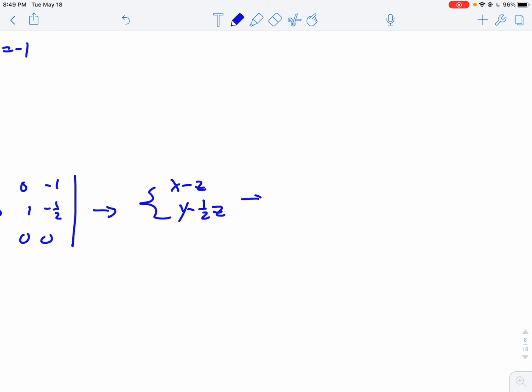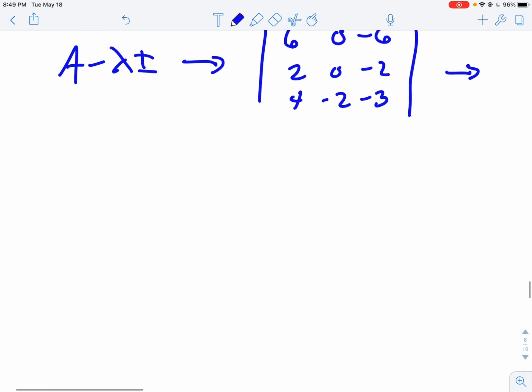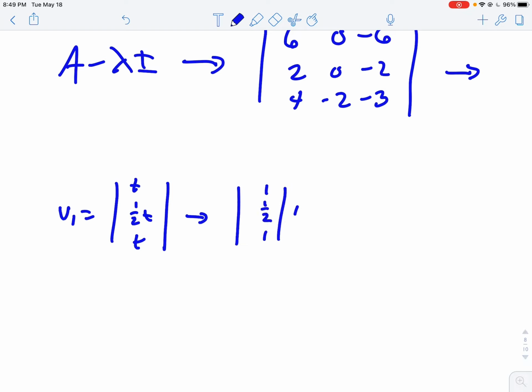So then we are able to find that x is equal to t, y is equal to 1 half t, and z is equal to t. So our first eigenvector will just be t, 1 half t, t. We'll then factor out a t, so we're left with 1, 1 half, 1 times t.